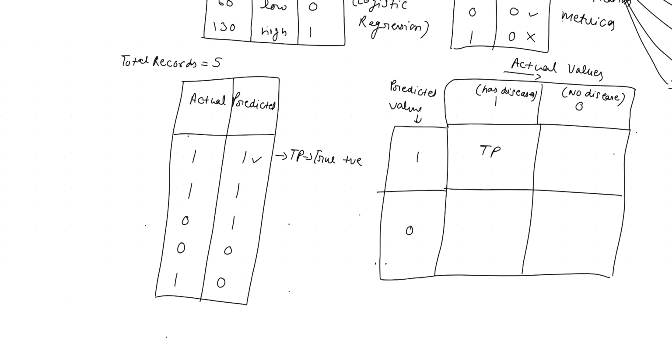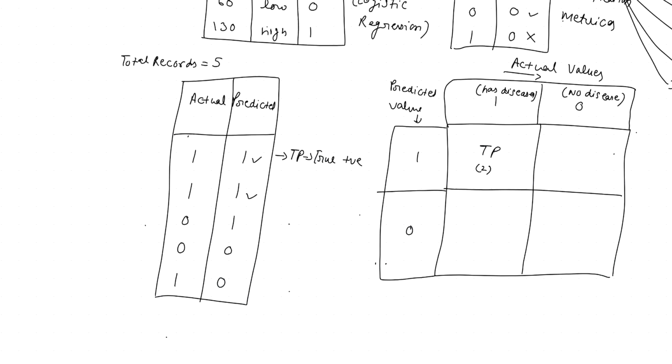Okay. Now we will check the count of true positive values. How many true positive values do you have? 1. This is correct. This is correct, right? Only 2 true positive values you have. Just write down 2 here. That's it. Okay. Now we will move ahead.